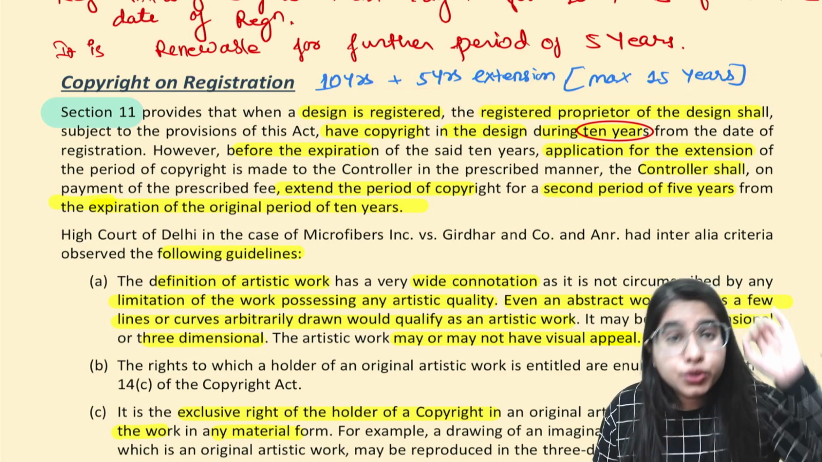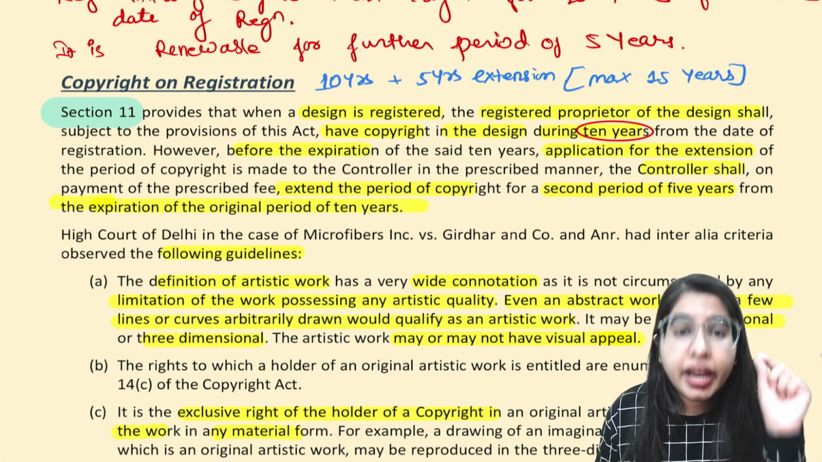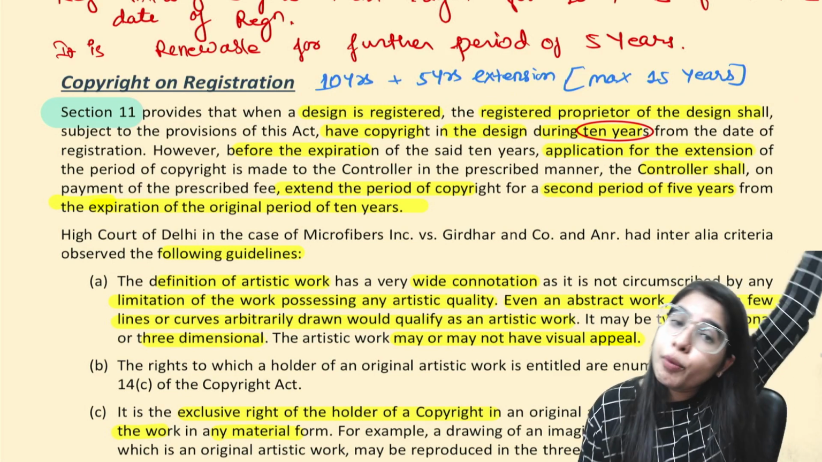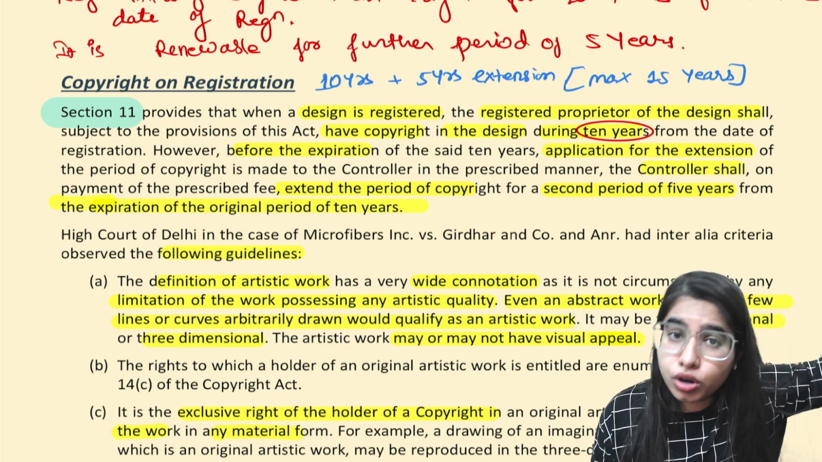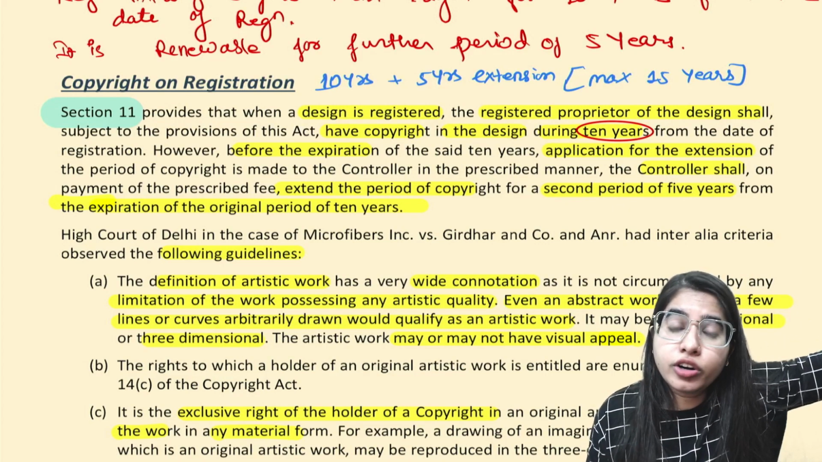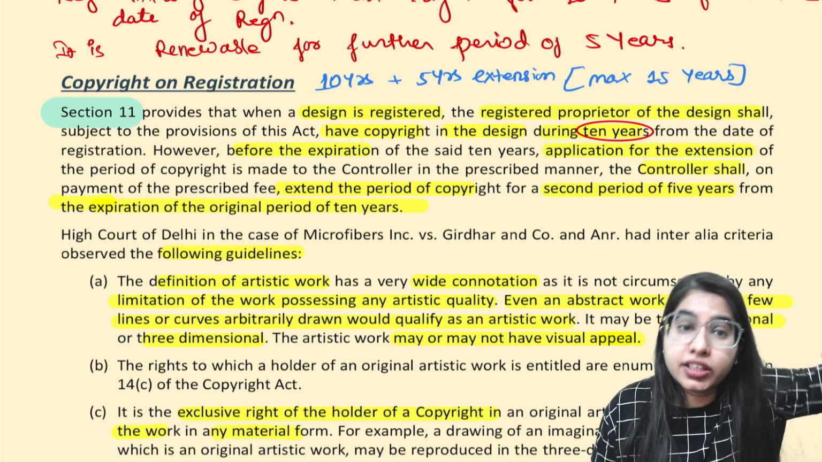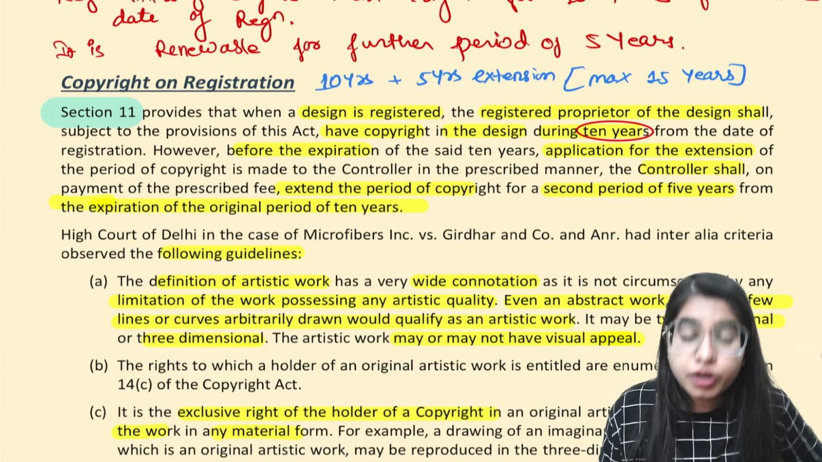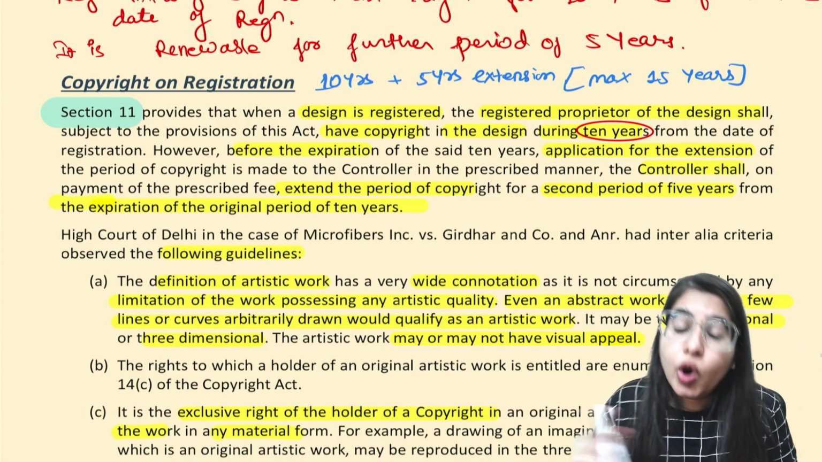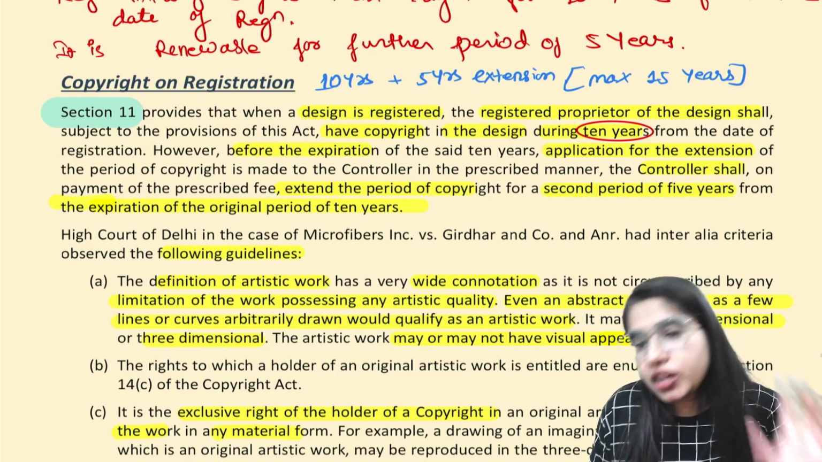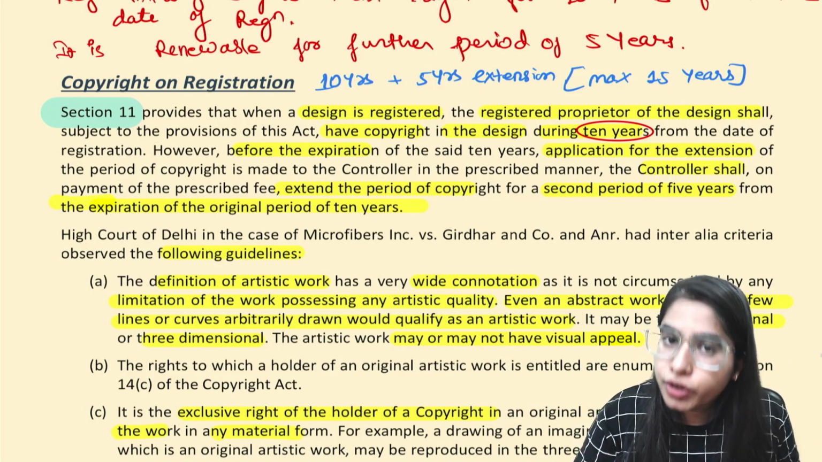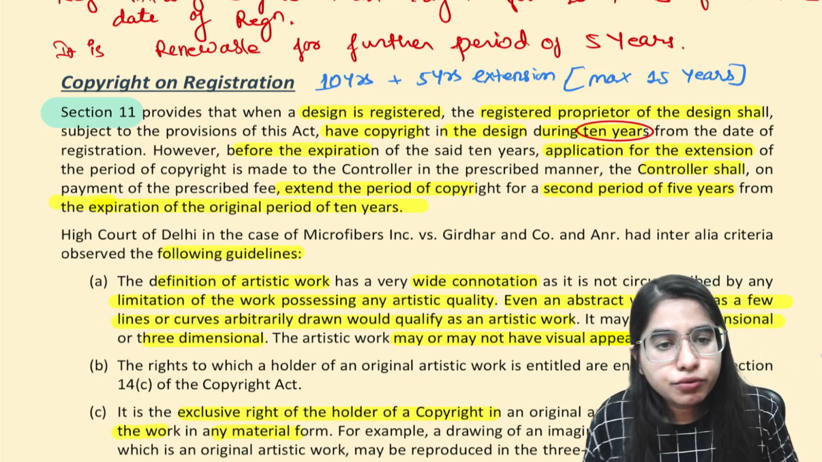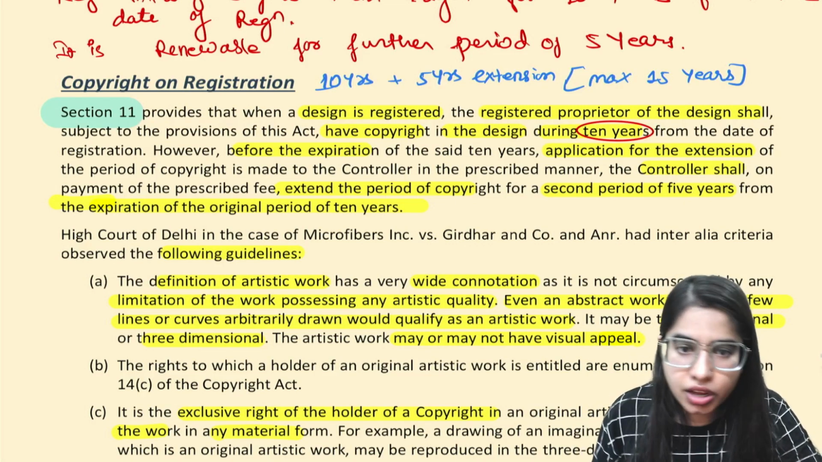Please don't confuse here. We are not talking about the tenure of copyright. Tenure of copyright under the Copyright Act is 60 years after death. If you remember, if you write a book, your book will be copyrighted in your name for 60 years after your death. That is different. Here we are talking about copyright of design. Copyright of design is given only for 15 years: 10 years, and before expiry of 10 years you can apply for extension, and extension you can get for the next 5 years. So total of 15 years. Are we clear with this?